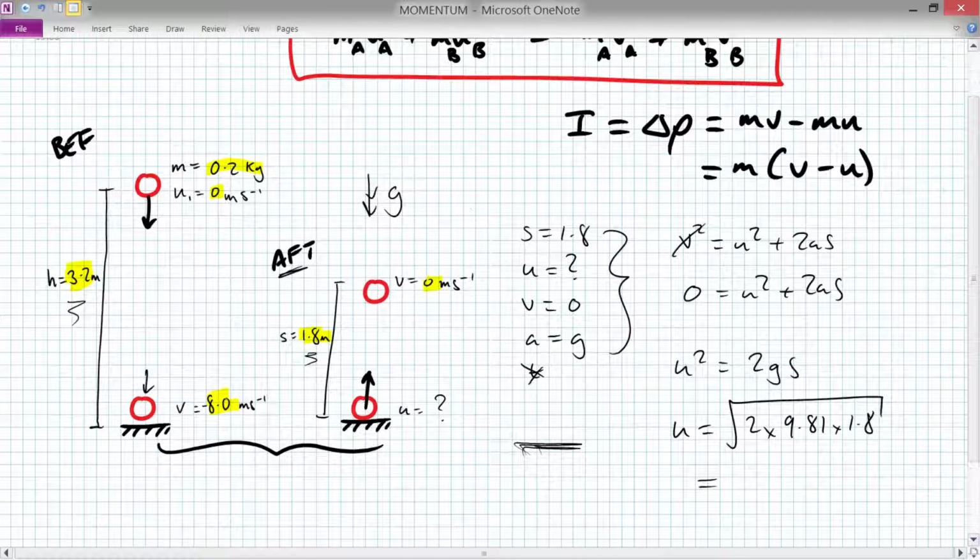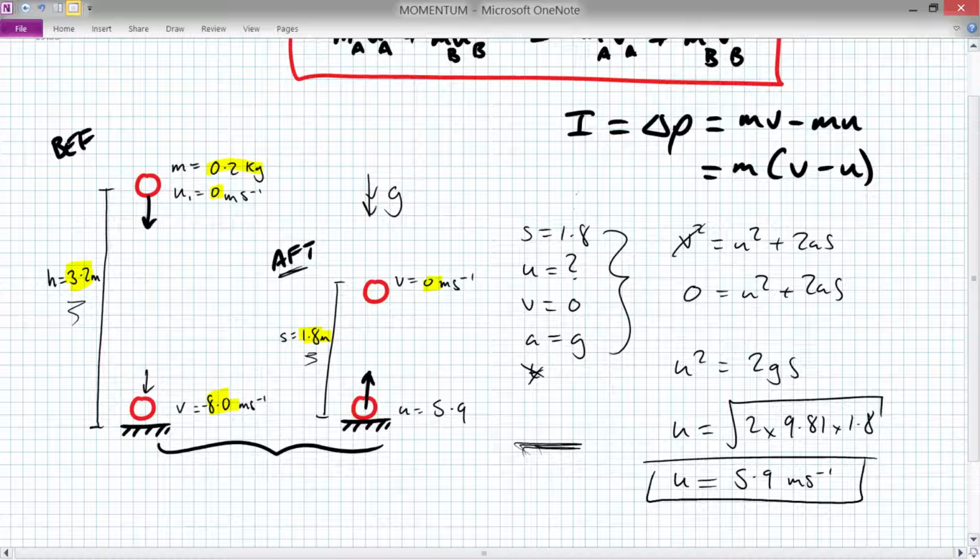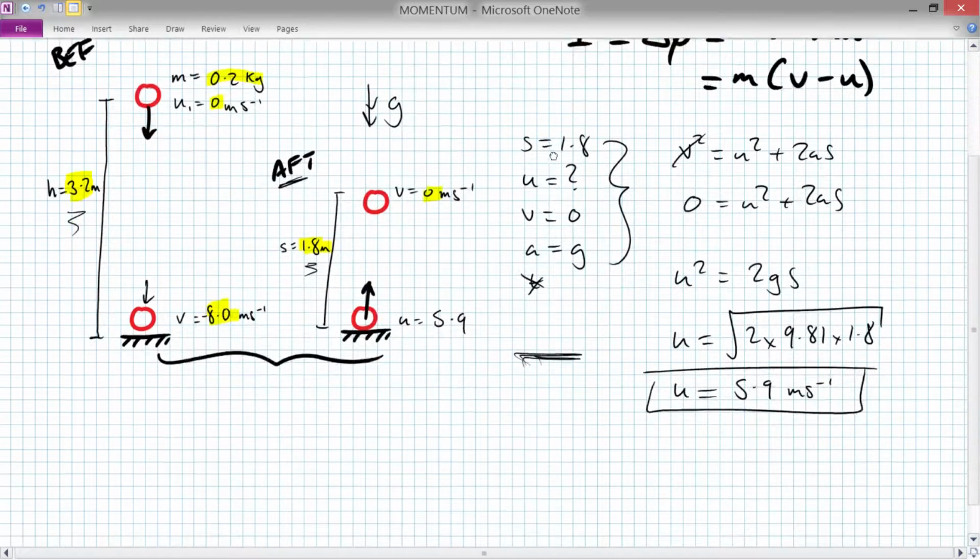If you put that into your calculator, you should get that the velocity is positive, so upwards 5.9 meters per second, and that's to 2 sig figs. So I'll just write that in there. So that's 5.9. Now we can have a go at calculating our impulse.